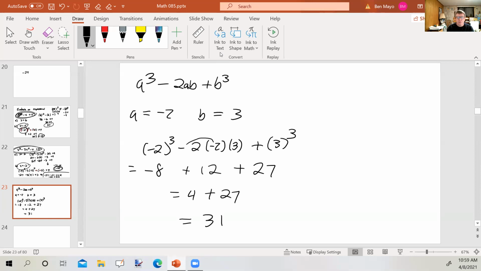Okay. Any questions there? And you got the plus sign right because you had two negatives. Yes. Because if we look at that, negative times positive would be negative, and then a negative times a negative is a positive. Right? Okay.